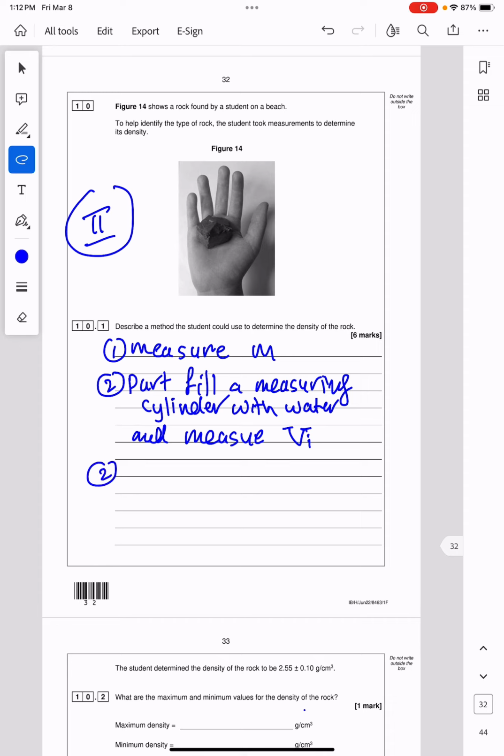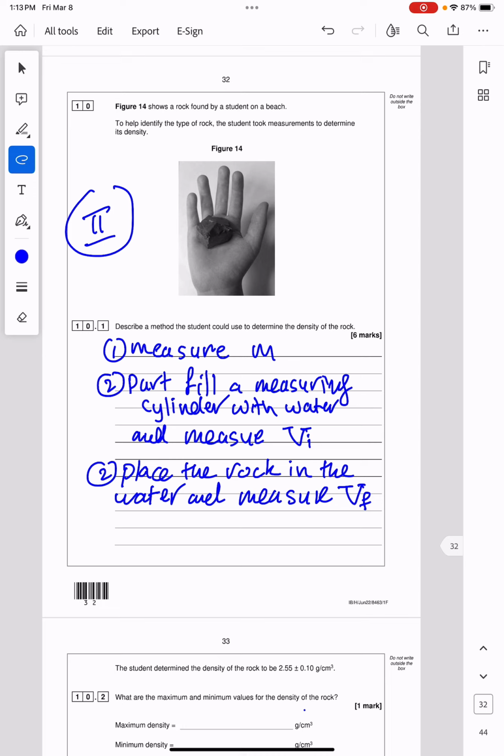Number 2, you can guess now, we're going to place the rock in that water. Place the rock in the water. And now you're going to measure the final volume, because when you put the rock in the cylinder with the water, the level of water is going to be a little bit higher. So place the rock in the water and measure the new volume, which we'll call the final volume.